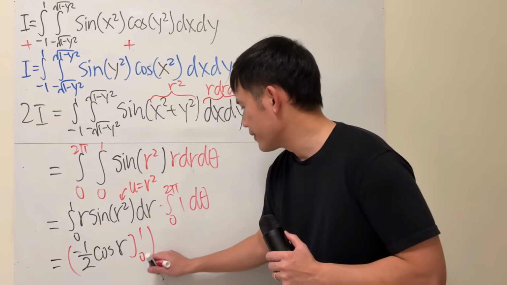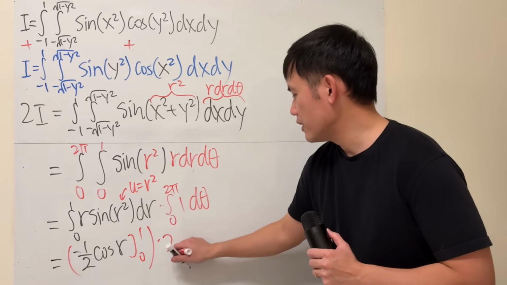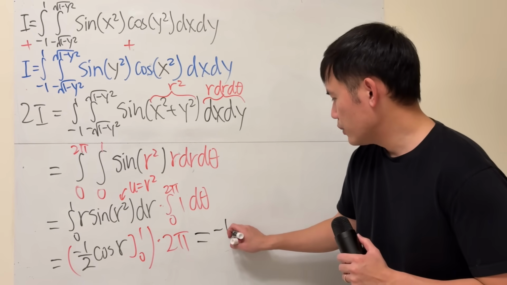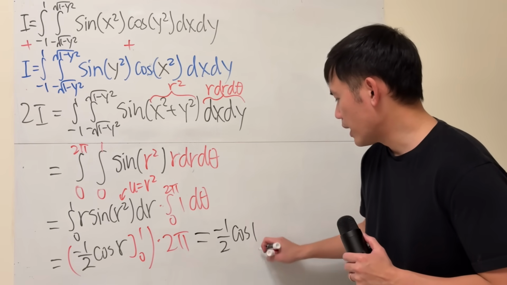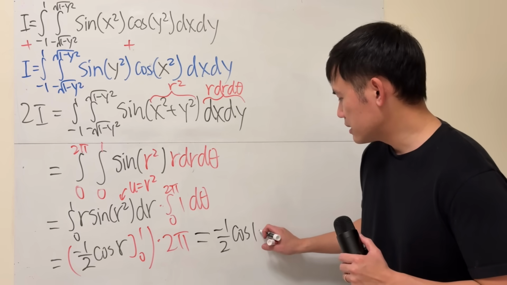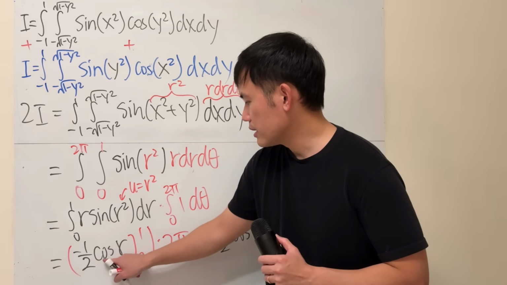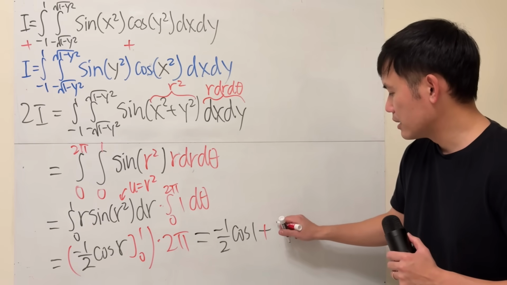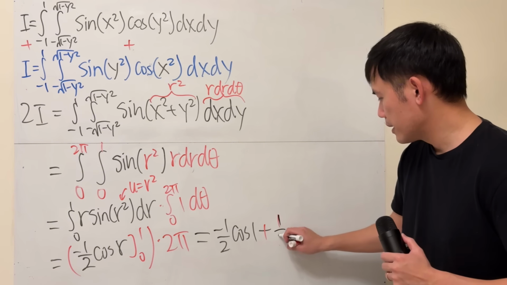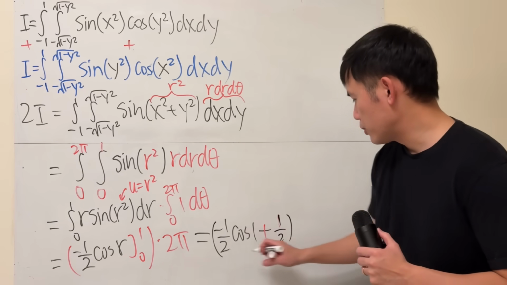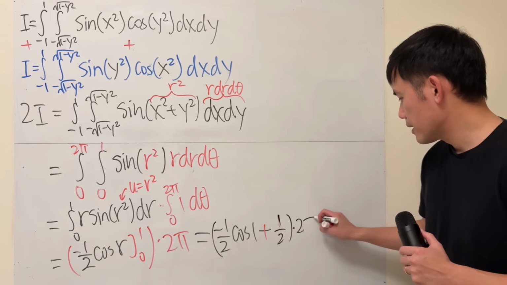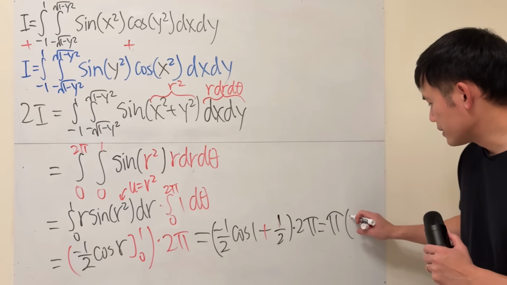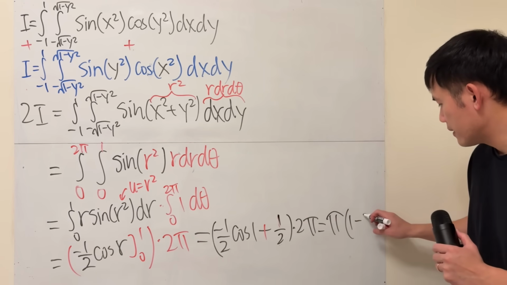So this is the first term. Times this thing right here will just give you 2 pi. Now, if you plug in 1, you get negative 1/2 cosine of 1, and then minus plugging in 0, cosine 0 is just 1, and that's a negative 1/2, minus negative 1/2, so it's plus 1/2. And then multiply by 2 pi. Reduce out the 2, so we get pi times 1 minus cosine of 1.